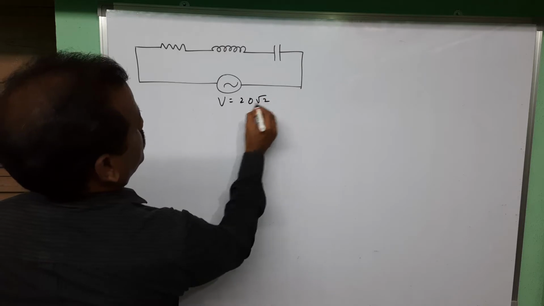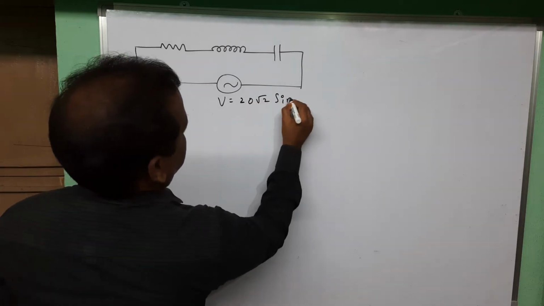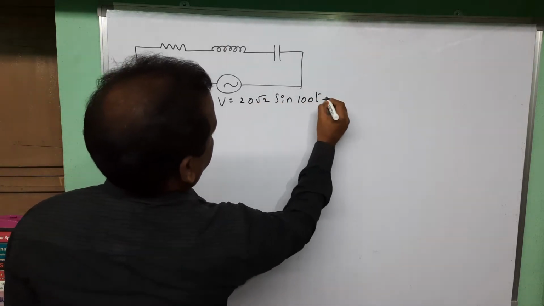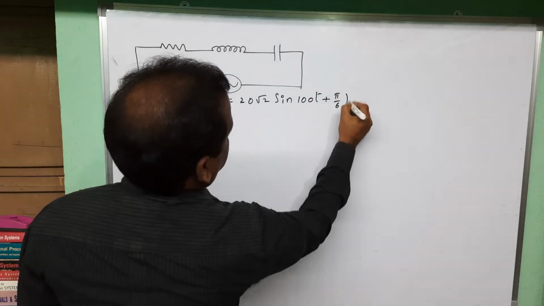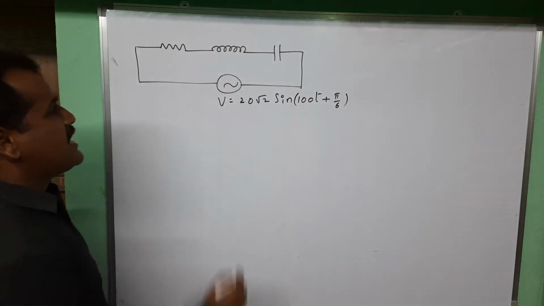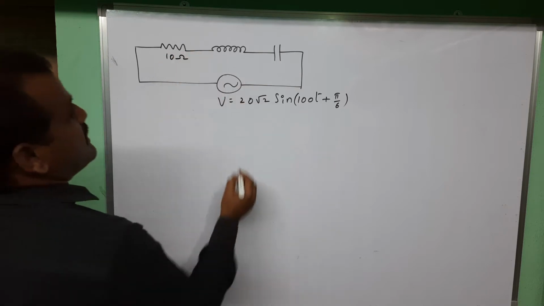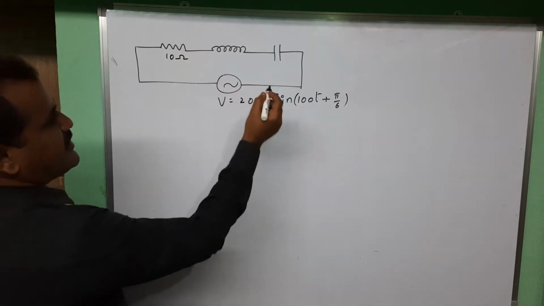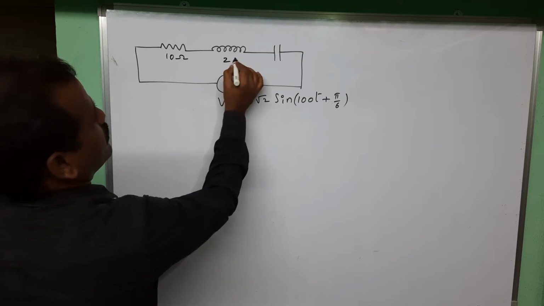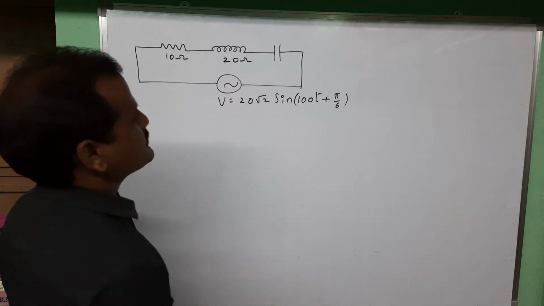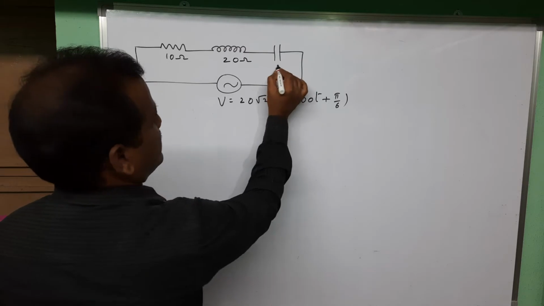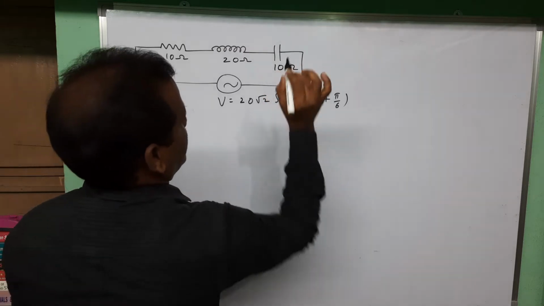20 root 2 sine (100t plus pi by 6), and the resistance value given is 10 ohms, and the inductor offers a reactance of 20 ohms and the capacitor offers a reactance of 10 ohms.